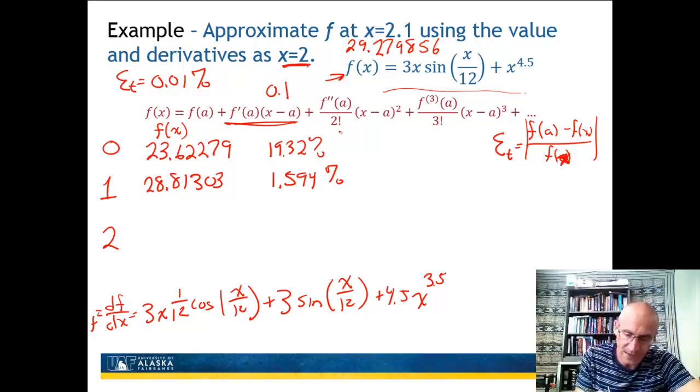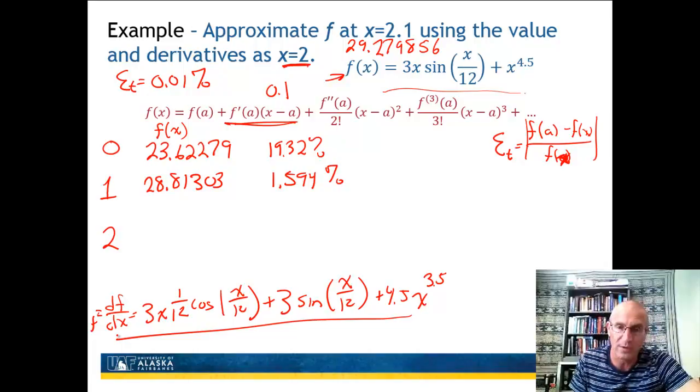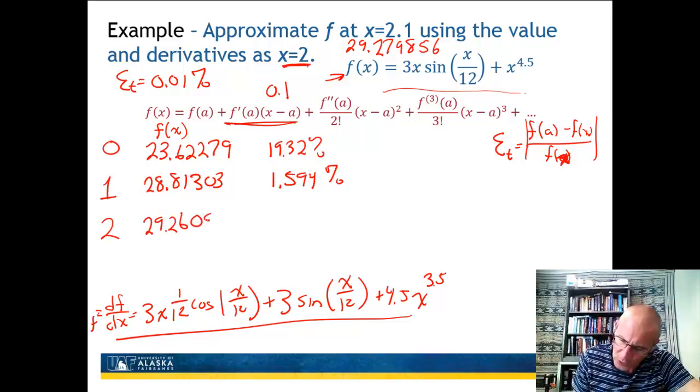So first, now I've got to take a second order derivative. So here's my first order derivative. You've got to take a second order derivative of that. So my second order approximation is 29.26094, and that's going to give me an error of 0.0646%. So getting closer, but still not quite 0.01%.